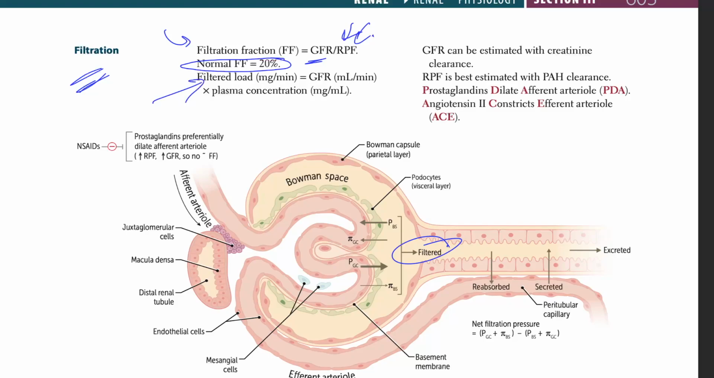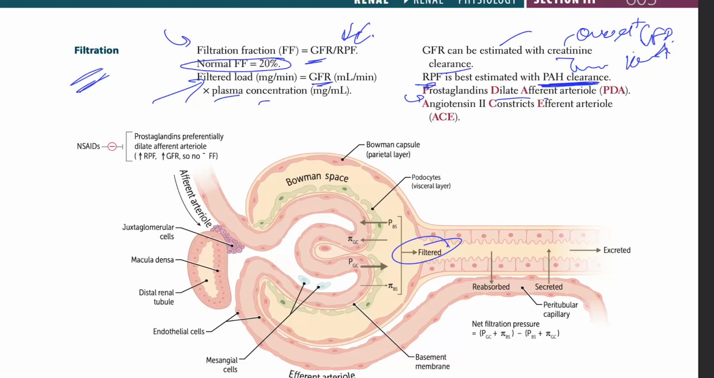Filtered load equals GFR times the plasma concentration. GFR can be estimated with creatinine clearance. We talked about it: creatinine clearance overestimates the GFR. Inulin, on the other hand, 100% correctly estimates the GFR. Renal plasma flow is best estimated with PAH clearance.